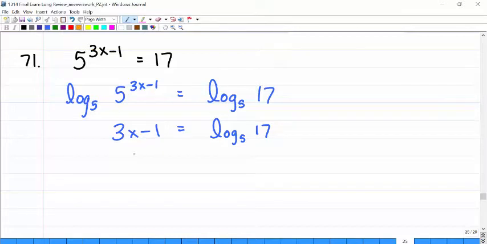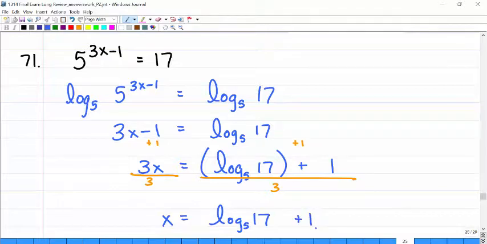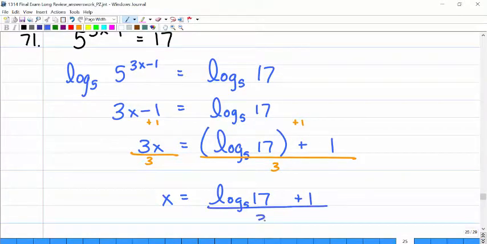To solve for x and get x by itself, I need to add 1 to both sides. So I get 3x equals log base 5 of 17 and then plus 1 out to the side. If you need to put parentheses around this so that you don't do that 17 plus 1, do it. Log base 5 of 17 is a number and you want to find that number first, then add 1 to it. Okay, back to isolating x on the left. I need to divide both sides by 3. So my answer will be x equals log base 5 of 17 plus 1 all divided by 3.